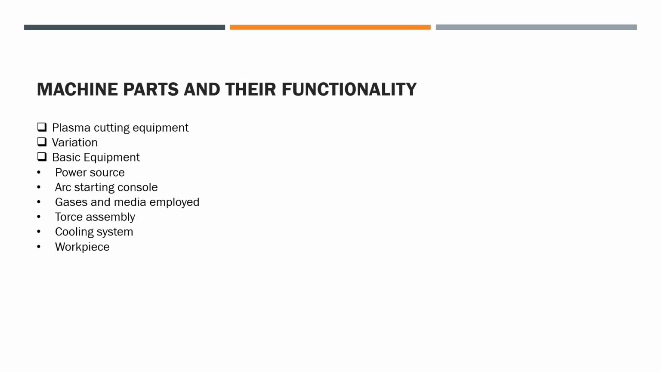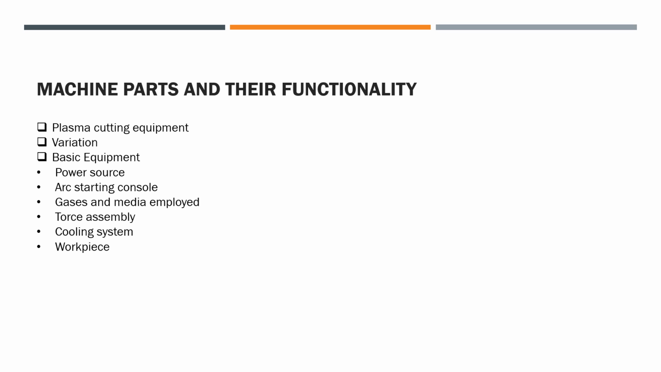After that, the torch assembly includes the electrode and nozzle that is connected to the power supply and utilizes the plasma and cutting gases to initiate and perform the plasma cutting operation. Cooling system. The cooling system cools the torch assembly components and workpiece, extending the lifespan of the consumables. After that, in the end, we will talk about the workpiece. The workpiece is the material being cut. The material must be electrically conductive for plasma cutting, as the workpiece serves as a component of the main arc.